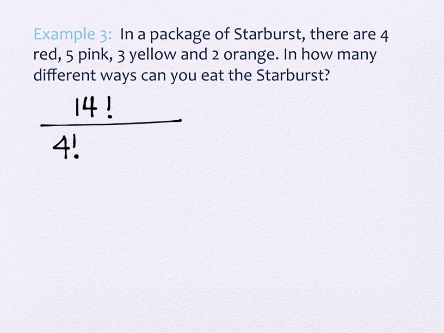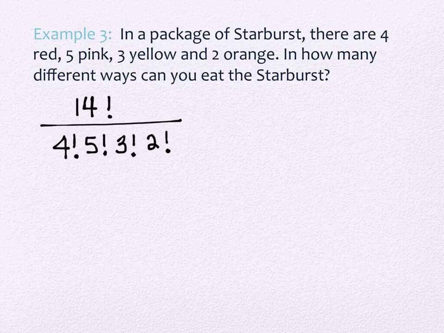How many pink were there? 5 factorial. What's next? How many yellow were there? 3. You can have all my yellow Starbursts, just so you know. And orange? 2. This will find the number of different ways that you could eat that package of Starbursts.